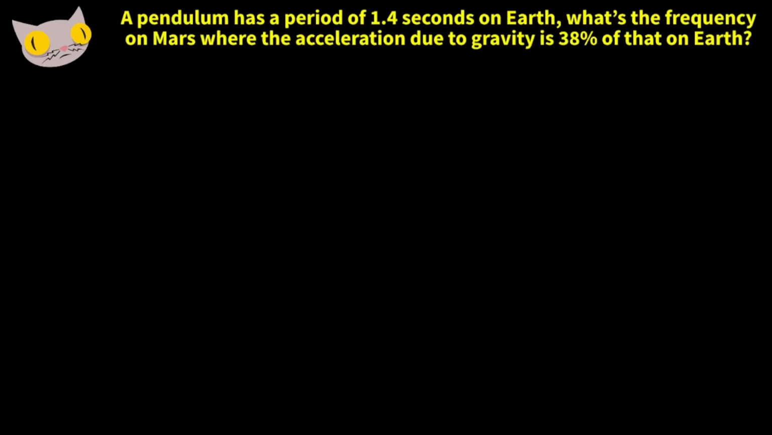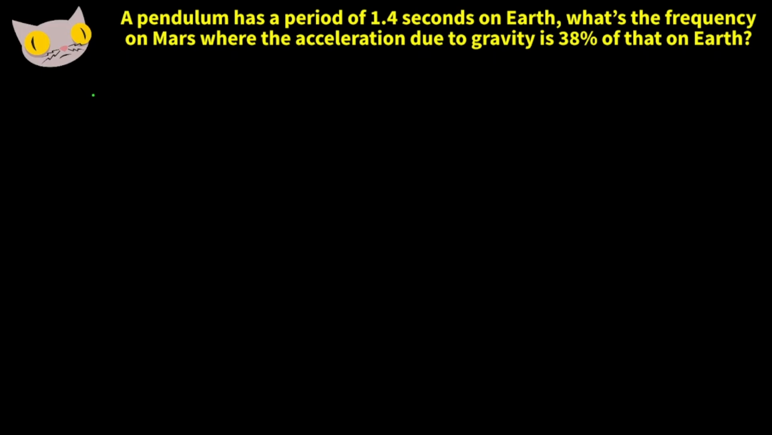Let's go ahead and do one more. A pendulum has a period of 1.4 seconds on Earth. What is the frequency on Mars, where the acceleration due to gravity is 38% of that on Earth? And let's go ahead and find length and period too. We might as well. So first, let's find the length of the string.